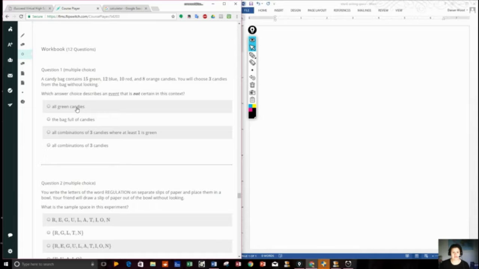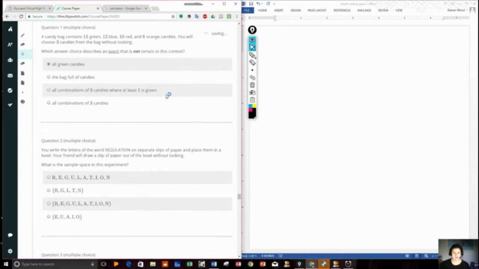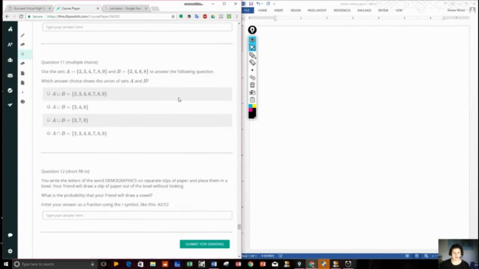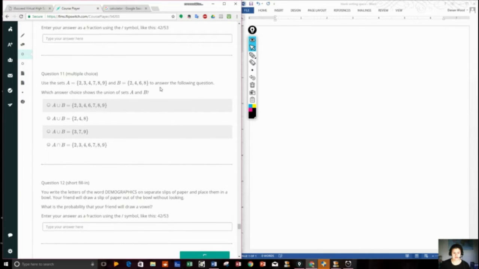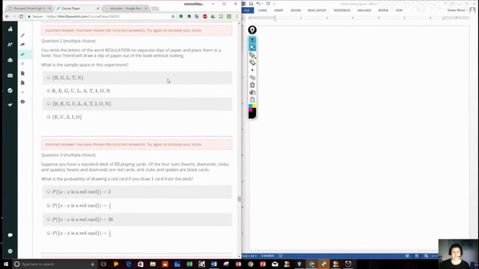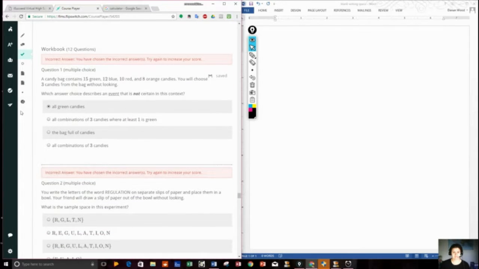You're only picking 3, so you can't pick all 5. The bag full of candies, all combinations of 3 candies where at least 1 is green, and all combinations of 3 candies. So which answer choice describes an event that is not certain in this context? All green candies is not certain in this context. Nope.